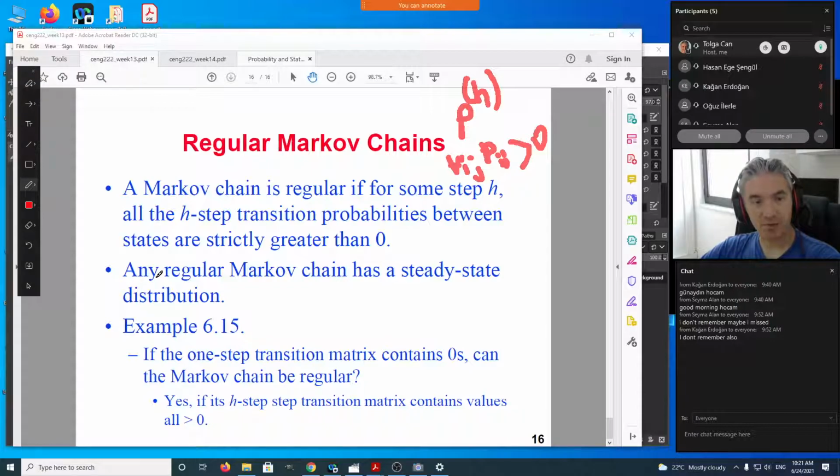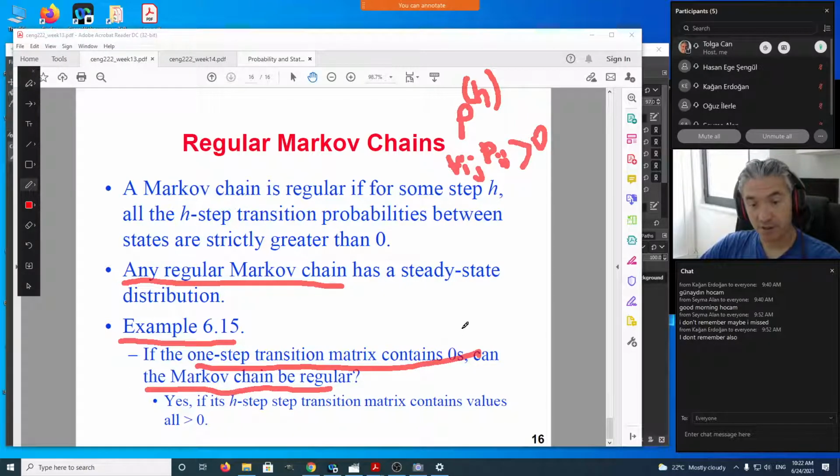So this is the second bullet. Any regular Markov chain has a steady state distribution. Now, let's look at this example 6.15 before we go into break. The one-step transition matrix contains zeros. So can we say when there are zeros, is it going to be non-regular? The answer is no. So can the Markov chain be regular with zero transition probabilities in it?